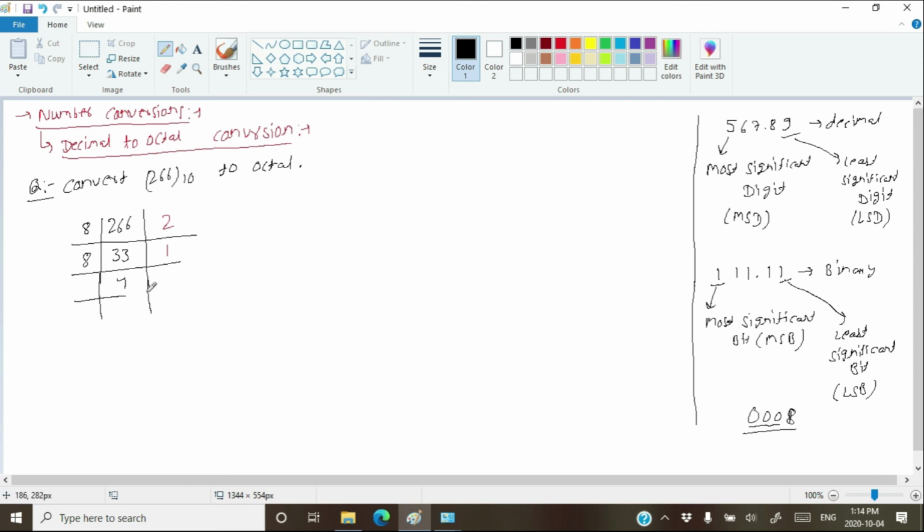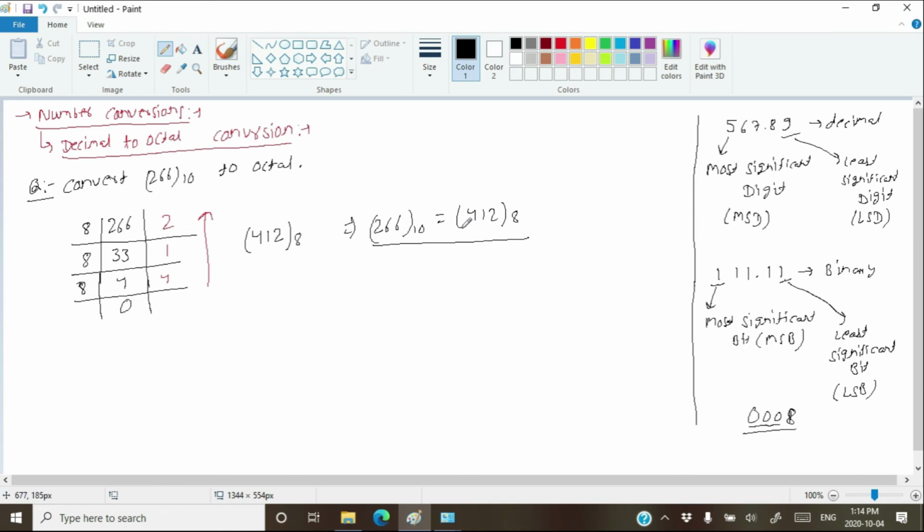Again you divide the latest quotient 4 by 8, you will get the quotient 0 and you will get 4 as the remainder. Then you take all the remainders from bottom to top, and that will be the octal of your decimal. That means 412 in octal is the same as 266 in decimal. So you can write here 266 in decimal is equal to 412 in octal. Hopefully you are getting this point.